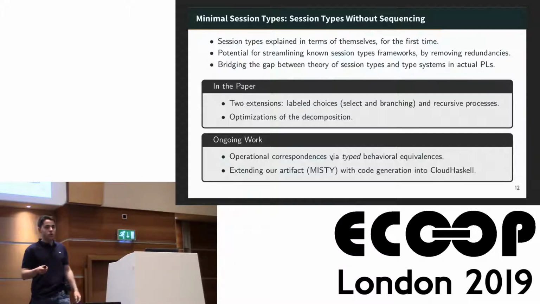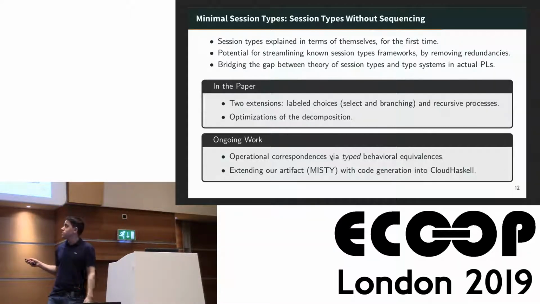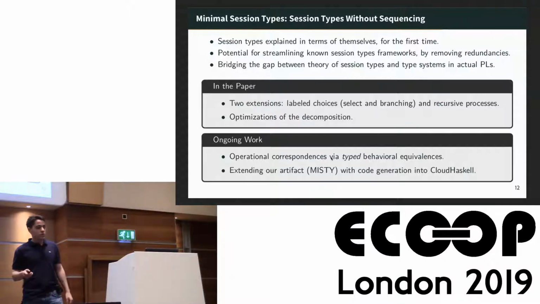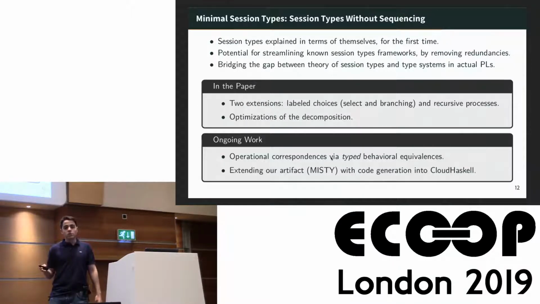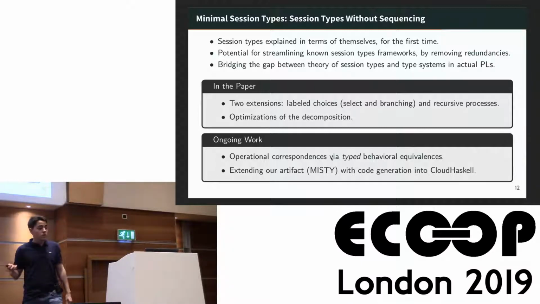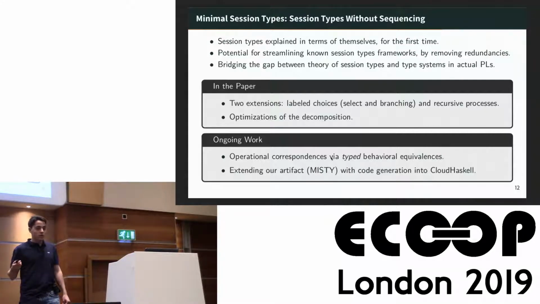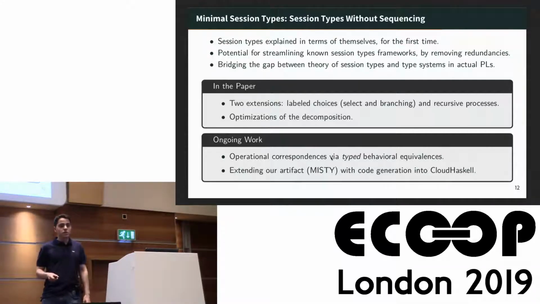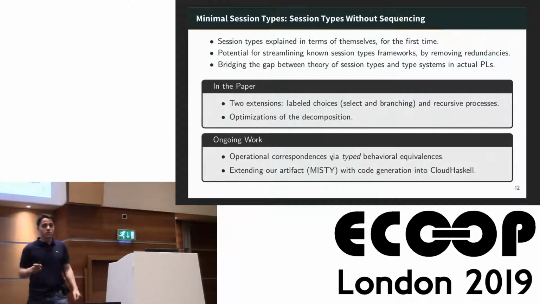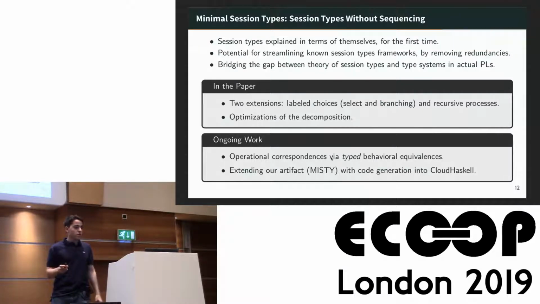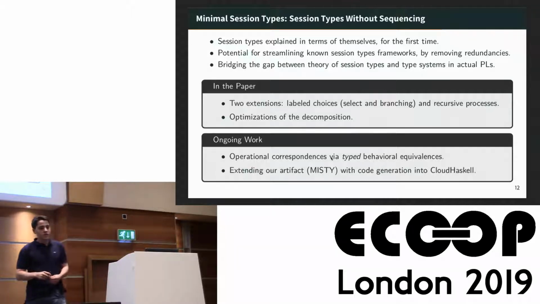So for the ongoing work, from a theoretical standpoint, we are working on the proof of operational correspondence between process P and its decomposition via typed bisimilarities or behavioral equivalence. And from a more practical standpoint, we are working on extending our artifact, Misty, such that it generates Cloud Haskell code out of sort of Cloud Haskell with session types. And this actually concludes my talk. Thank you.